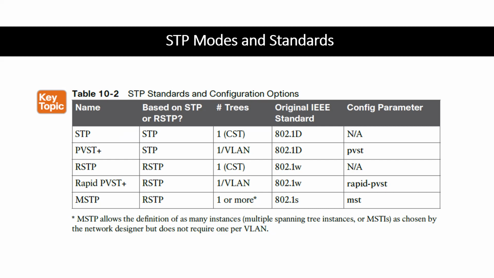That, of course, you need to be made aware of is Multiple Spanning Tree Protocol, MSTP. It is based off of Rapid Spanning Tree. You can actually have one or more spanning trees. This column lets us know how many trees we can have. The actual IEEE standard for MSTP is 802.1s.